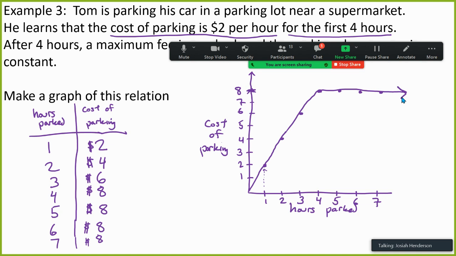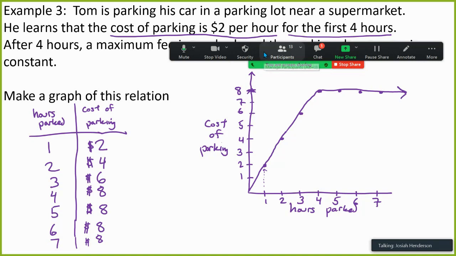So, if I have a question. Yes, go for it, please. So for 4, 5, 6 on the other table, why is it saying 8 for all 3? Yeah, that's a good question.